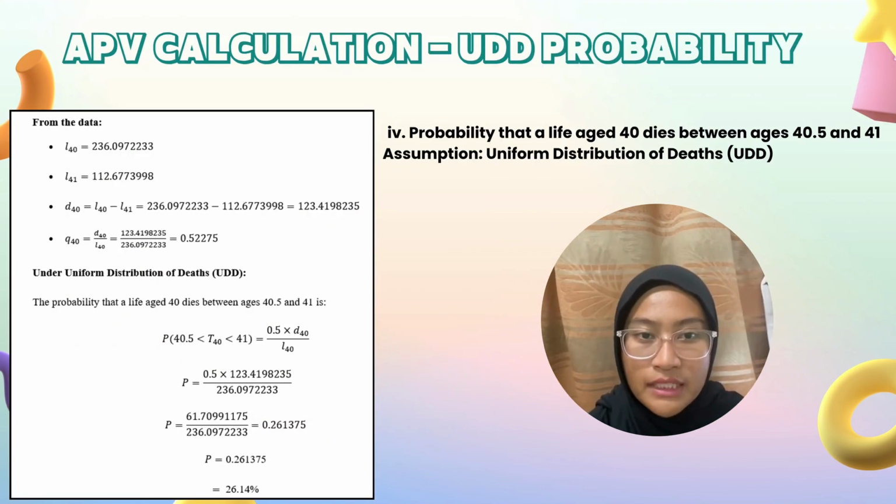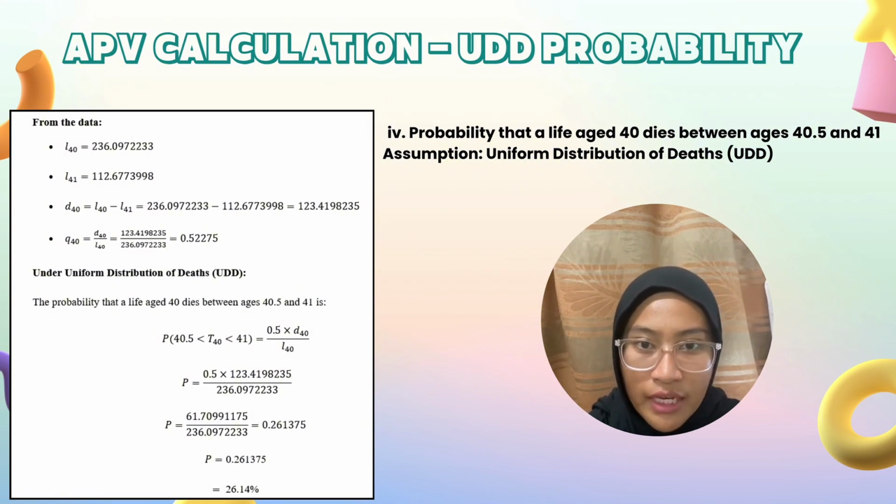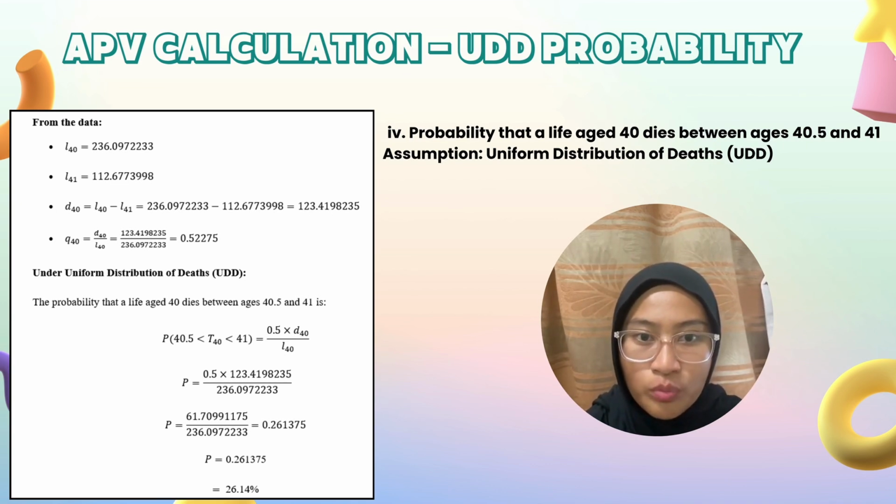Moving on to the probability calculation, we first determine the probability that a life aged 40 dies between age 40.5 and 41. Assuming a uniform distribution of death, UDD, from our life table, L40 is 236 and L41 is 113. The number of deaths at age 40 is the difference, which is 123.42. The probability of dying within the year is 52.3%.